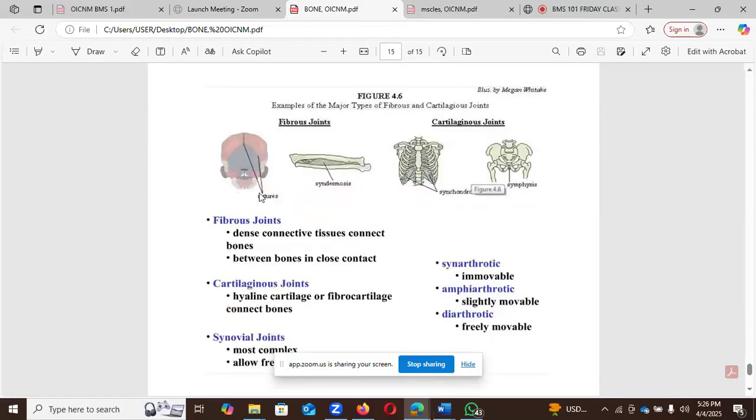Suture. When you see suture, you see the brain, the bones of the skull protecting the brain. That's where you find suture, an example of the fibrous joint. This is another example of fibrous joint, syndesmosis. Between two bones, in between you have a fibrous joint.